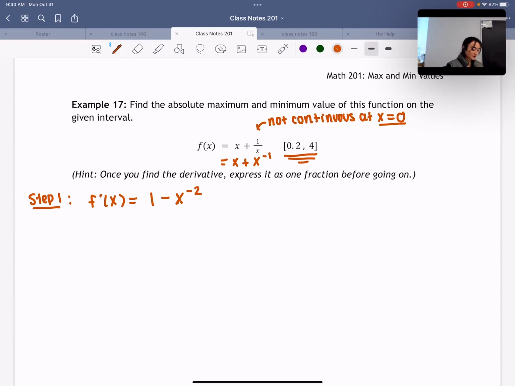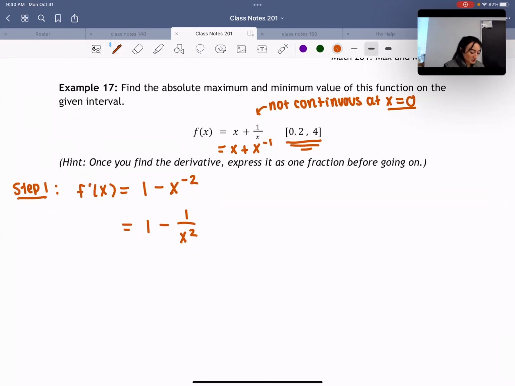Perfect. 1 minus x to the negative 2. Now, x to the negative 2 is what? 1 over x squared. And I put a hint here. Honestly, you could probably solve this without doing this, but I always like writing my derivative as a big fraction, just because I think it's easier to do the question this way.